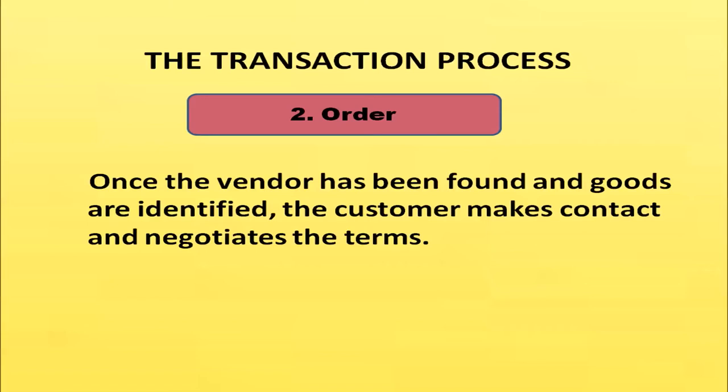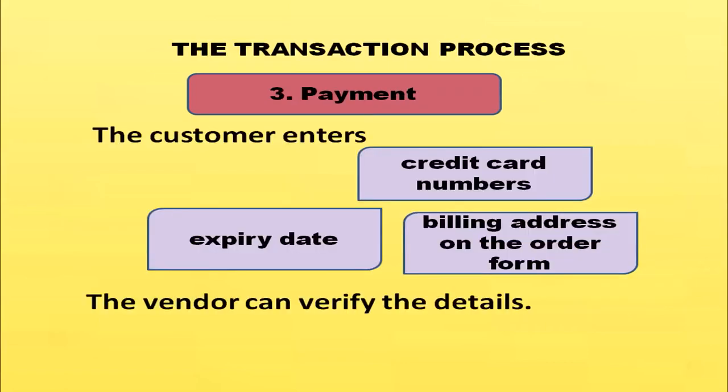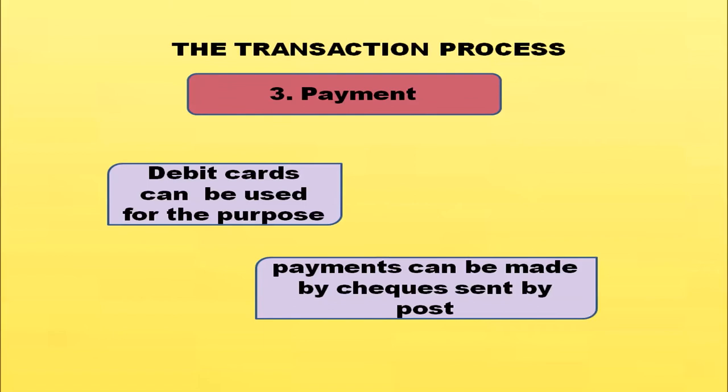Next, the transaction process is order. Once the vendor has been found, that is once the seller has been found and goods are identified, the customer makes contact with the particular seller and negotiates the terms and conditions. If the customer is satisfied, he will fill a registration form to have an account with a password. The customer enters credit card numbers, expiry date, and billing address on the order form, and the vendor can verify these details before delivering the goods. In certain cases, debit cards can also be used for the purpose of payment. Payments can be made by checks also, sent by post.